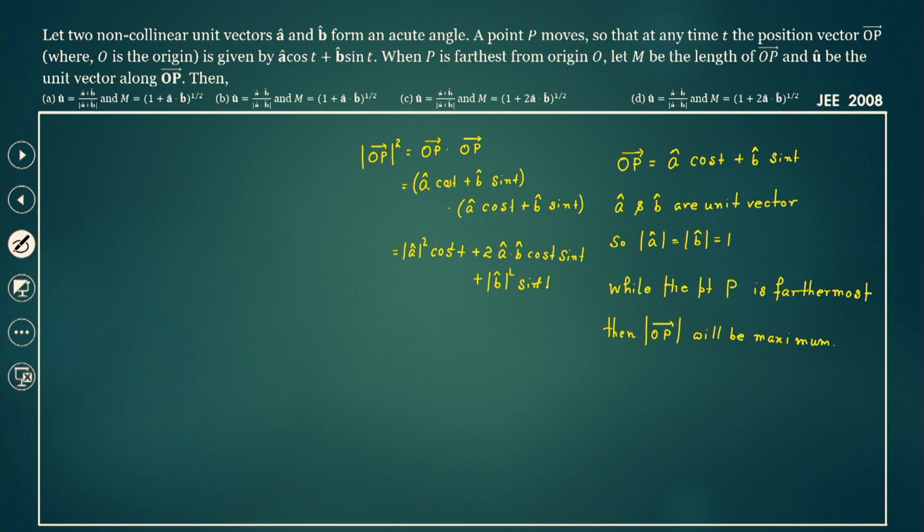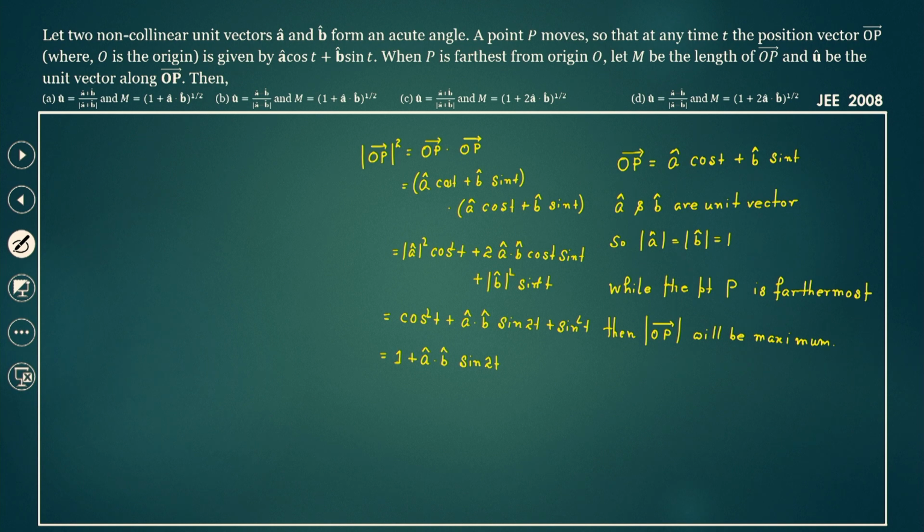That's it. Now we already found mod of A square is equal to 1. So we have cos square t plus A cap dot B cap sin 2t plus sin square t. Now cos square t and sin square t give you 1. So therefore 1 plus A cap dot B cap sin 2t.